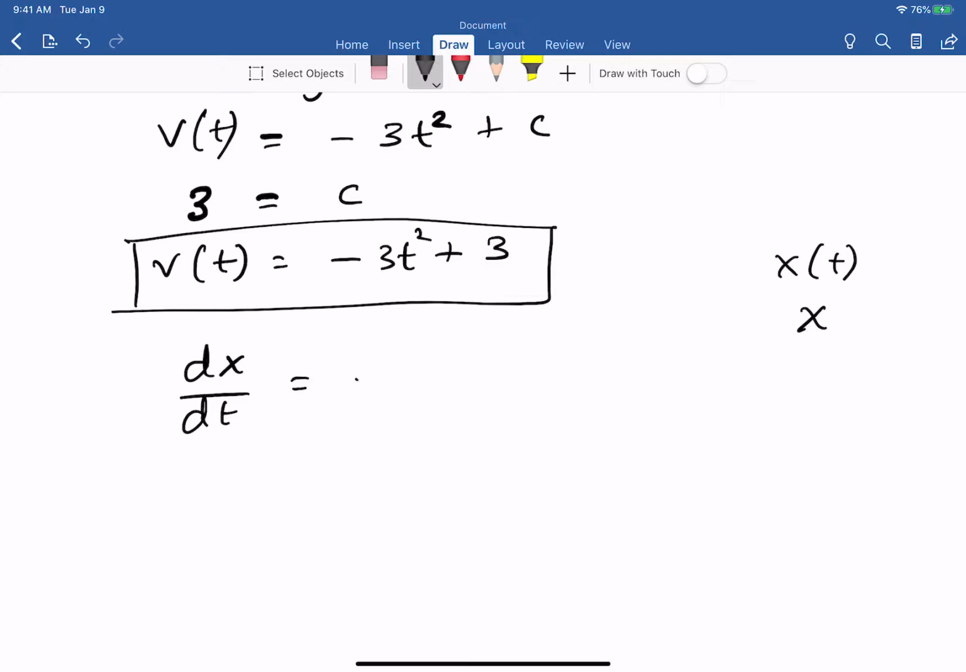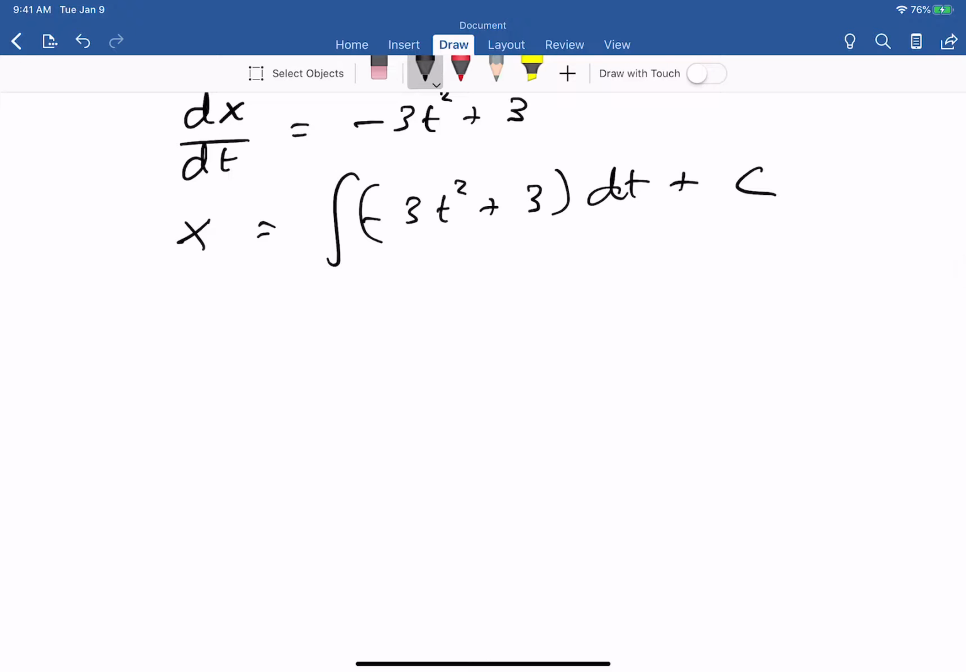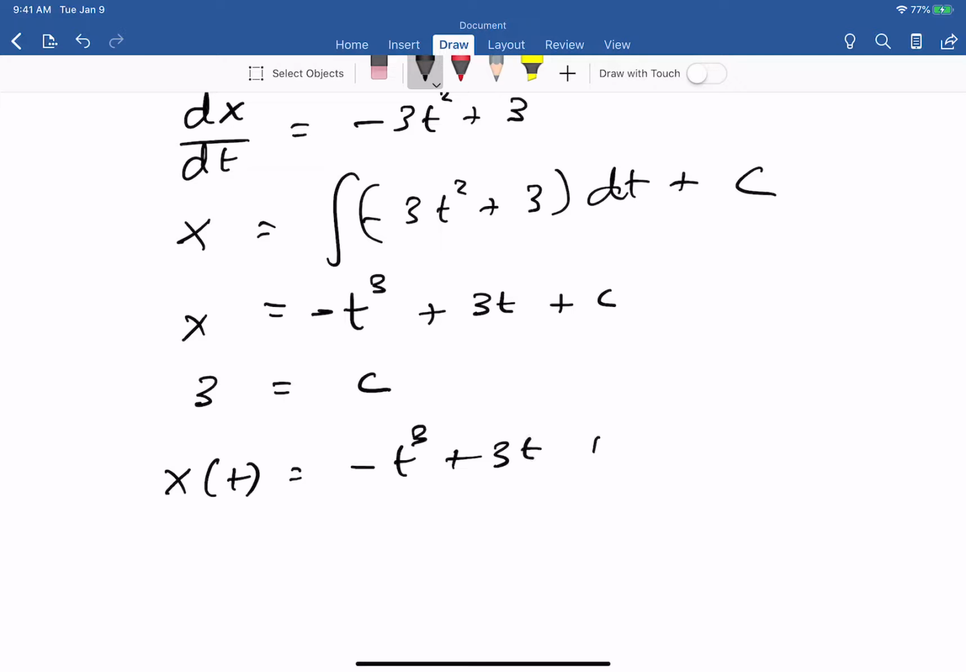So dx/dt is equal to minus 3t squared plus 3. So that means to find x, you can just integrate this, minus 3t squared plus 3 dt, plus another constant of integration. So this is going to be minus t cubed plus 3t plus c. And we use the fact that at t equals 0, x was 3. So if you plug that in, you get 3 is equal to c. And so you get x as a function of t as nothing but minus t cubed plus 3t plus 3.